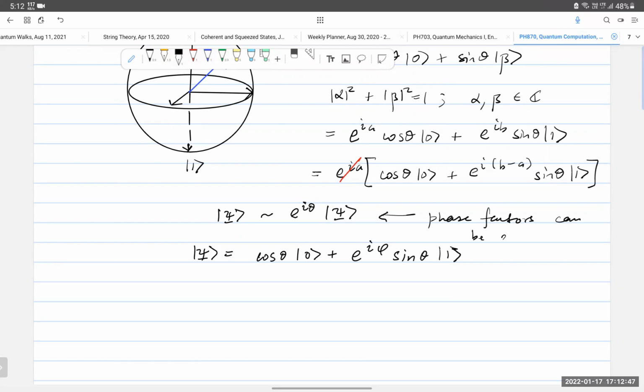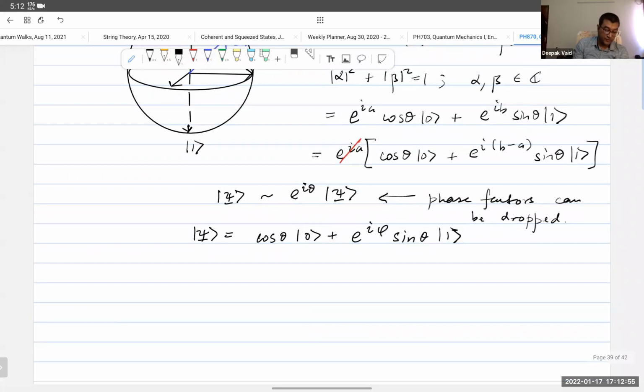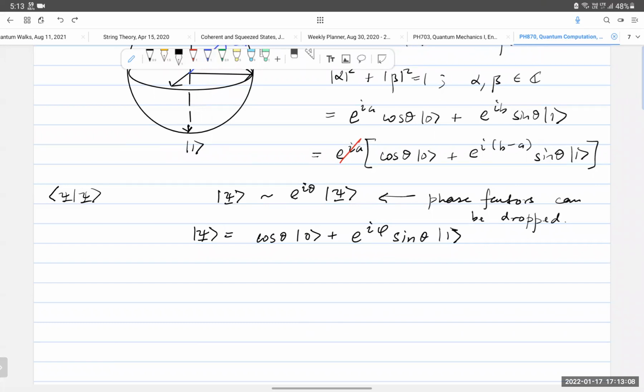Is it because they could be periodic? No, it's because if you, for instance, take an expectation value, the expectation value is not affected by a phase, no? Right? Yeah. Or if you take the expectation value of any operator.